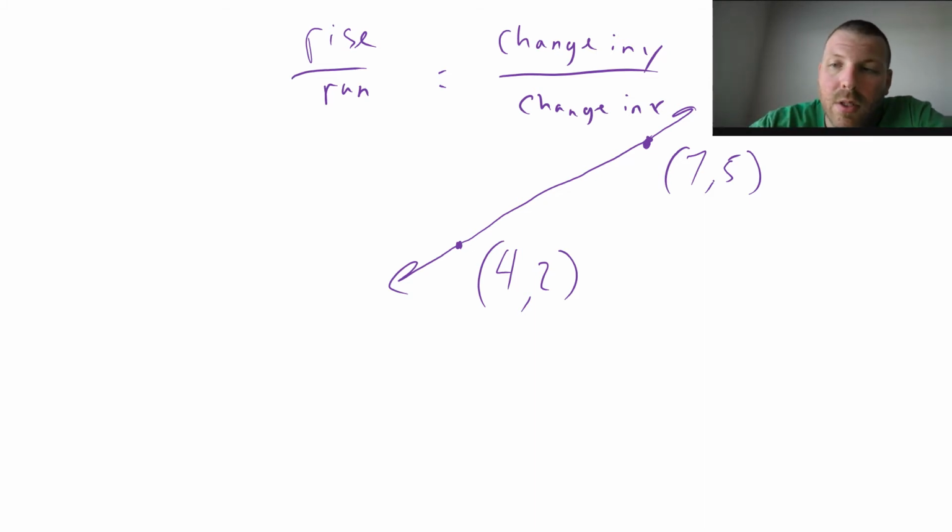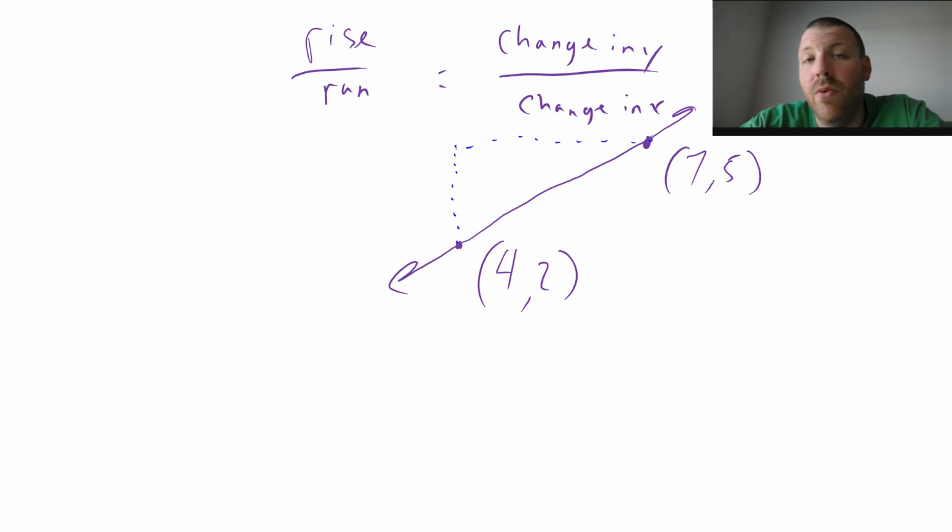Instead, what I have to do is think about how much it is changing. How much is it rising? And then how much does it run? And I take these distances here, and then I divide them. So whatever this is over this, right?